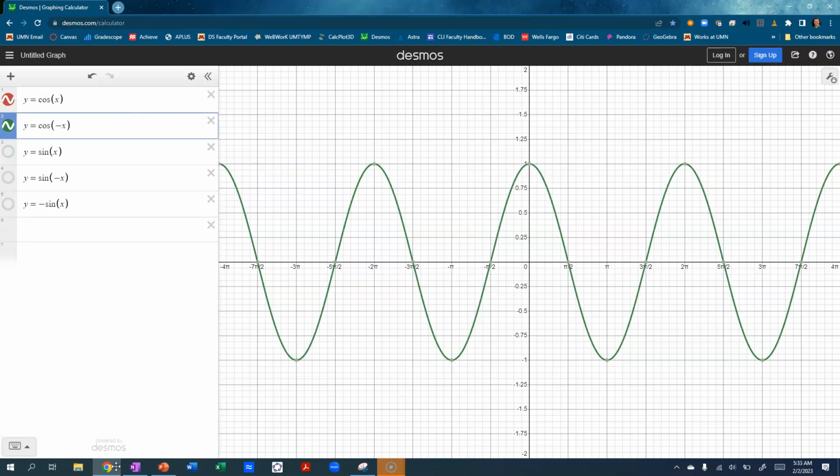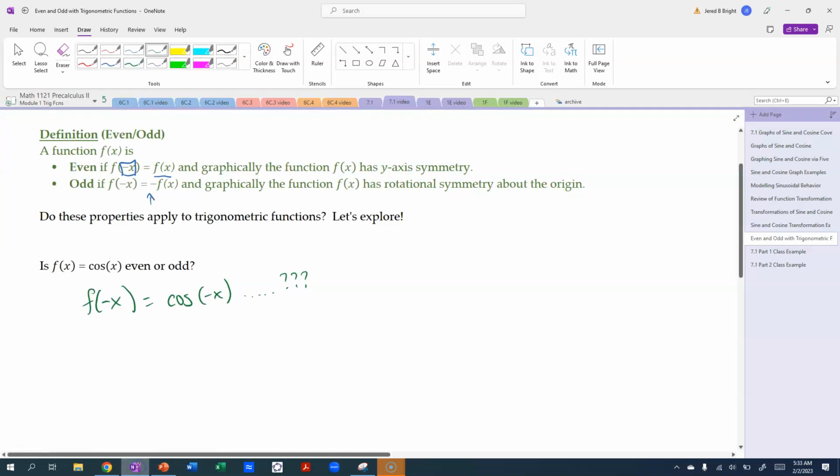And actually, if I just disable the cosine of minus x for a minute, that even property says that if we look at folding along the y-axis, it should be symmetric. And so you can see it on my screen here, but if we were to fold along the y-axis, we get mirror images. So if we look at the distance from here to the y-axis, that would be the same as the distance from the y-axis to the other side, and we get a mirror image. So this means that cosine is an even function. Cosine is even. So in reality, once we evaluate this, it should just be the same as cosine of x.